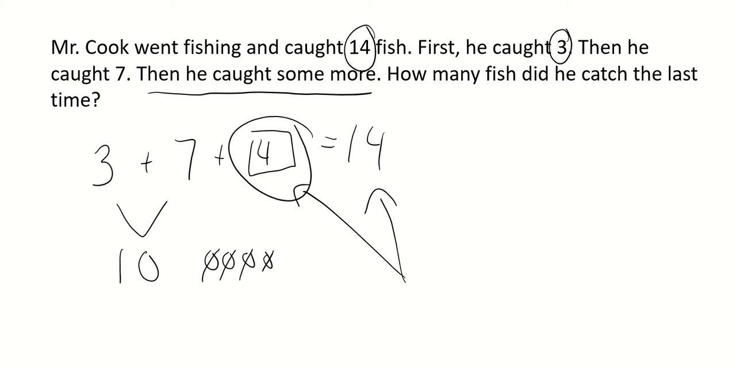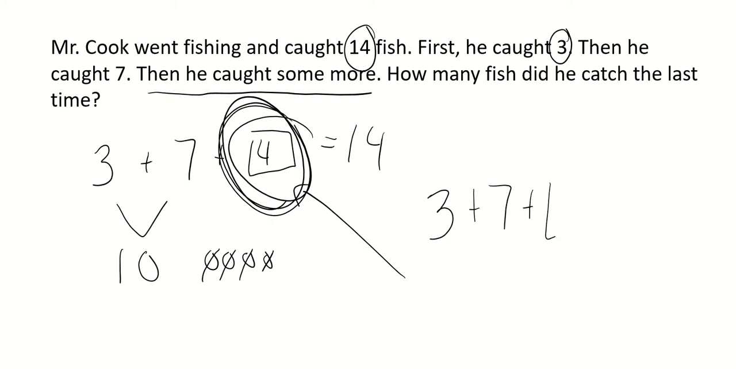Even though our answer is 14, we're still just looking for this piece right here. So you have to make sure that your equation looks like this. You start off with 3 plus 7 plus something equals 14. You have to go back and solve it and make sure you guys are putting the number right in there.